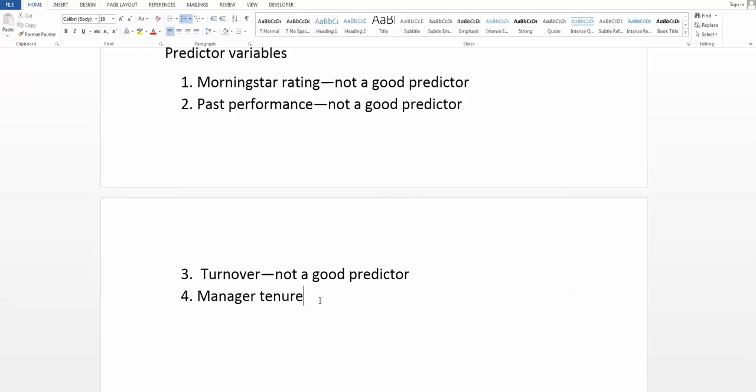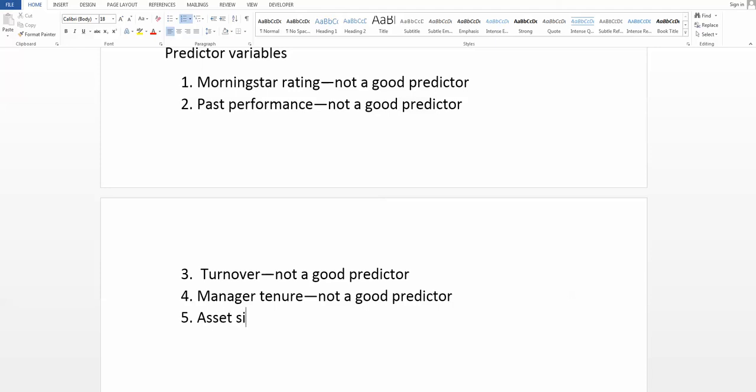Some people are more interested in following a manager than following a particular mutual fund. So if a manager switches from managing one mutual fund and goes to manage a different mutual fund, some people will take their money out of the old fund and move to the new fund with the new manager, just because they happen to like that particular manager. But research has found that manager tenure is not a good predictor.